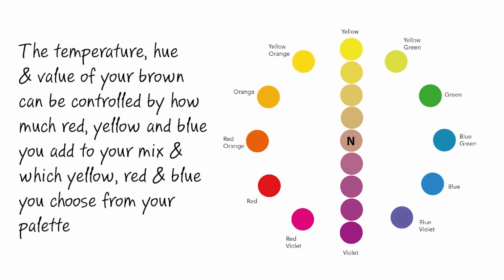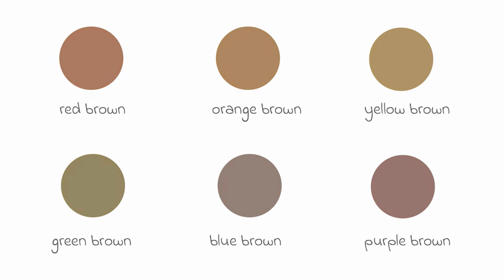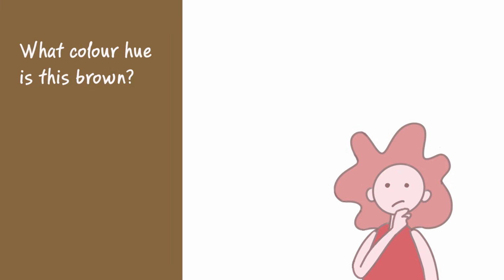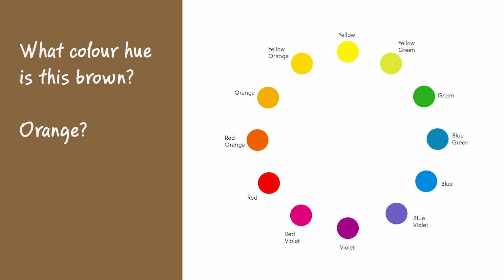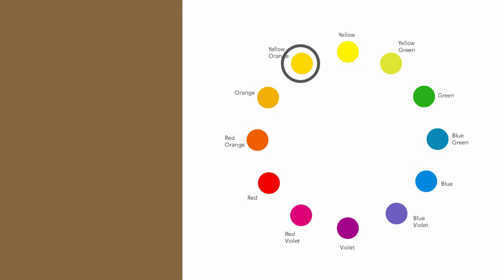This is very important to understand. The colour hues in brown are very subtle, but you can find every colour hue in there. If I need to mix a brown, first identify what is the colour hue I see. In this brown, I am seeing an orange colour hue. I then look at my colour wheel to see where it falls.